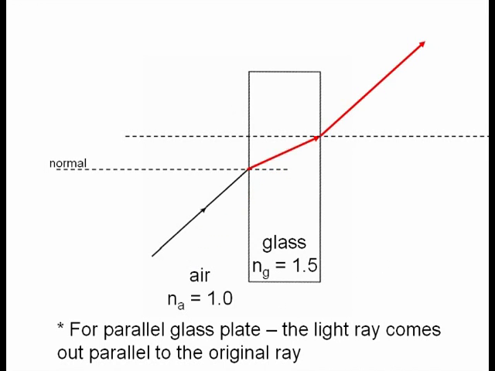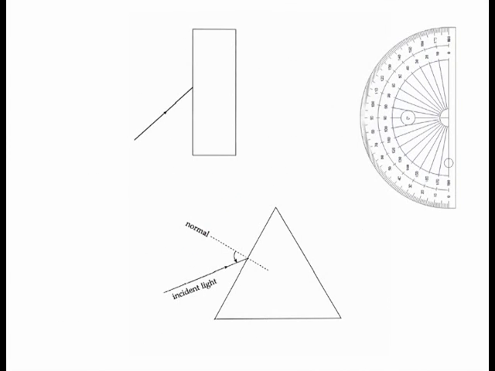It turns out for any parallel plate of glass, the light ray comes out parallel to the original light ray. And if I scoot that back, we can see the lines are exactly parallel with each other. All right, pause and copy.